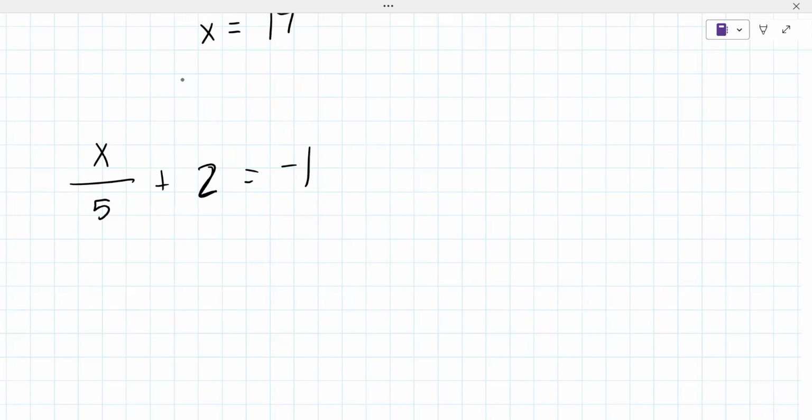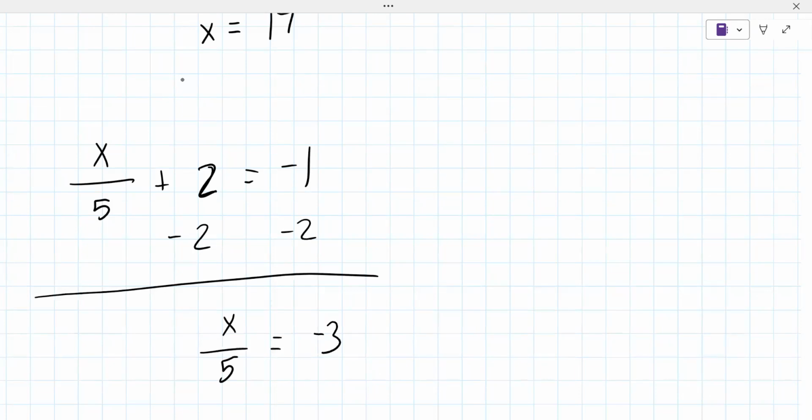Solve for x. What you need to do first is subtract 2 from both sides. That's going to equal 3, and that one is going to equal -3.